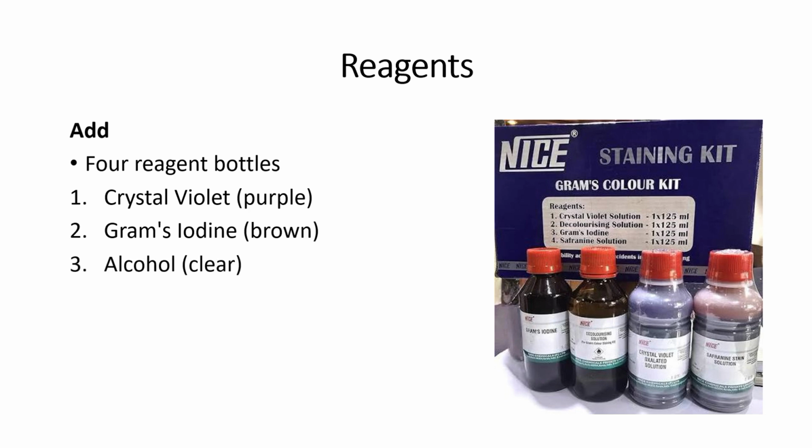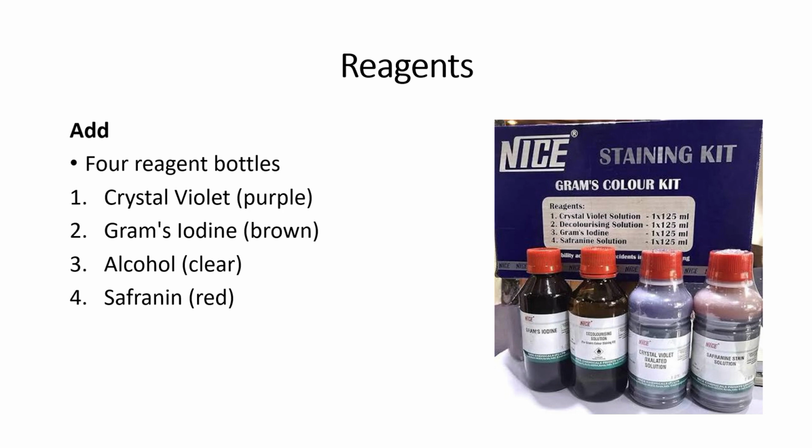The third reagent is alcohol, or 95% ethyl alcohol. This is a decolorizer and it is the most critical reagent on which the entire procedure depends. This is the step that finally determines whether a bacterium will be gram-positive or gram-negative. The fourth and final reagent is safranin. Safranin is a counterstain and it stains only those bacterial cells that lose the primary stain during the alcohol treatment, giving them a pink or red color.